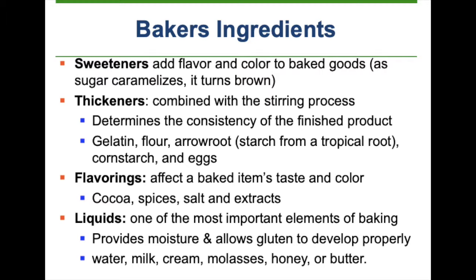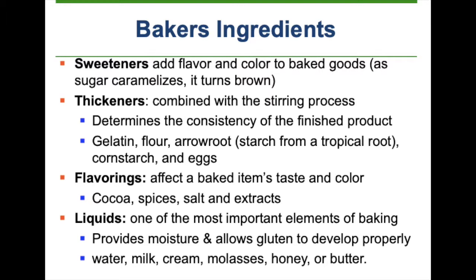For example, as sugar caramelizes and turns into caramel, it turns brown. Thickeners are combined with the stirring process to help thicken things. It determines the consistency of your finished product. Eggs are typically a thickener. Cornstarch too. Gelatin. Flour does a lot of things. Arrowroot, which is starch from a tropical kind of root.